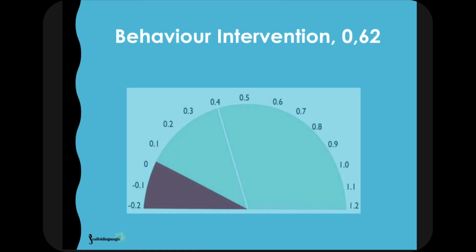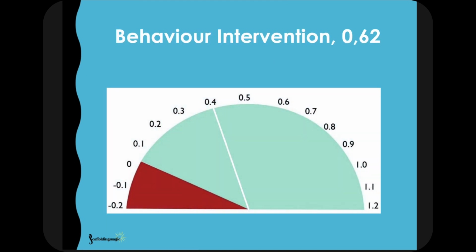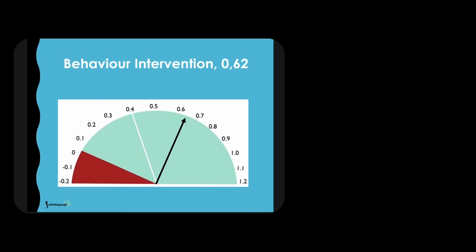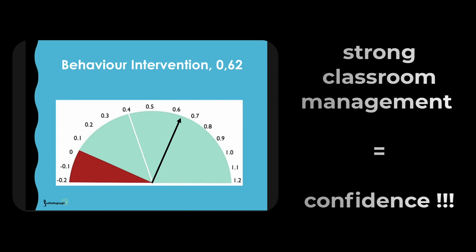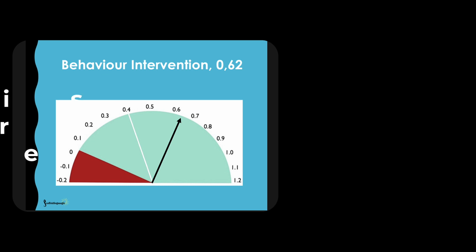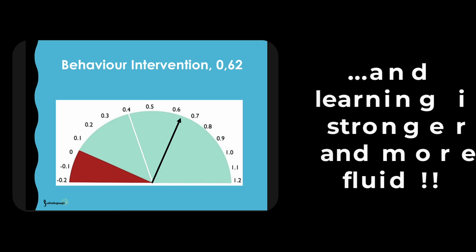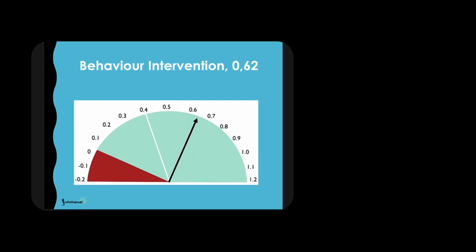The third one I want to go over is behavior intervention, because that really is the crux of the matter for this lesson. It's 0.62. That is really high. As we said before, another way to say behavior intervention is to say that you have strong classroom management. You have a solid structure of norms and consequences. And when we're confident about having defined appropriate behavior, and above all, when our students have co-created and agreed to the norms and consequences, and they know that we're going to enforce them, they simply learn more effectively and fluidly.